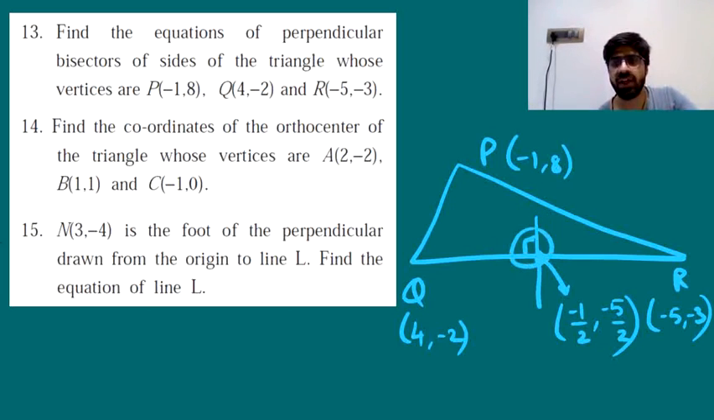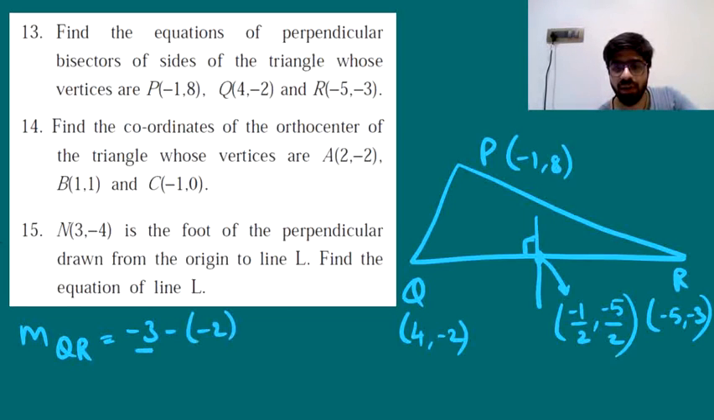The required line is perpendicular to QR, and that is why the slope of the required line can be obtained from the slope of QR. The negative reciprocal of the slope of QR will give you the slope of this line, because this line is perpendicular to QR. So the slope of QR will be y2 minus y1 divided by x2 minus x1. That will give you -3 minus of -2, which is -1, divided by -9, that is 1 upon 9. 1 upon 9 is the slope of QR. So the slope of the required line will be the negative reciprocal of this, which will be -9.